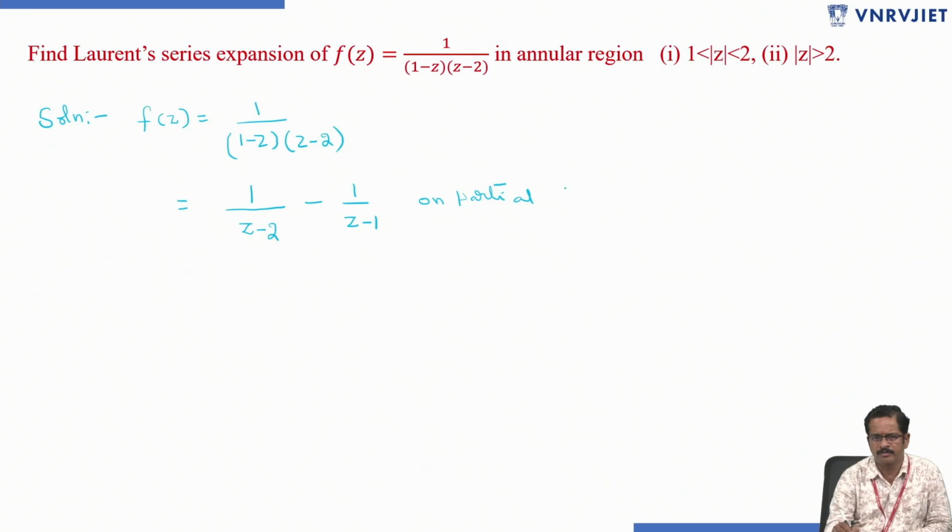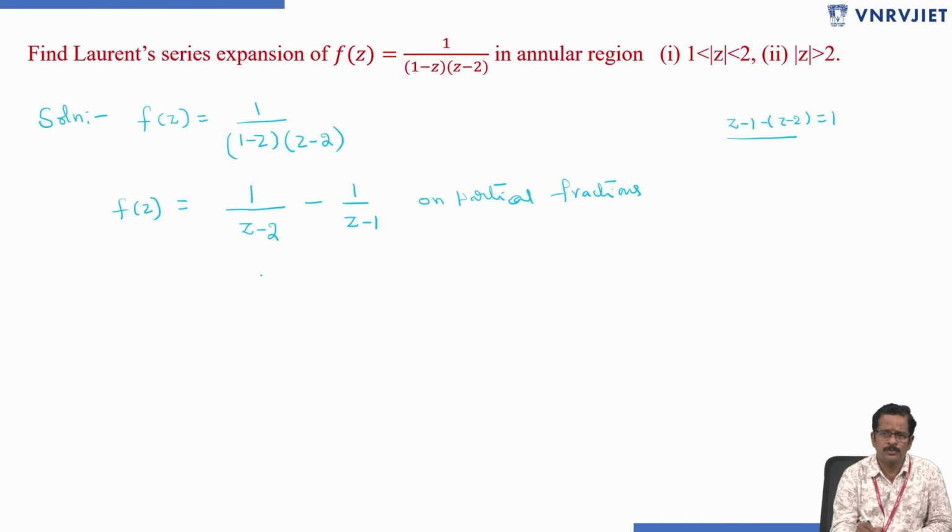On partial fractions, here (z minus 1) minus (z minus 2) is going to be 1. So in that way, 1 by (z minus 1) is subtracted from 1 by (z minus 2). Okay, so this is f(z): f(z) is split into two fractions by applying the partial fractions concept.